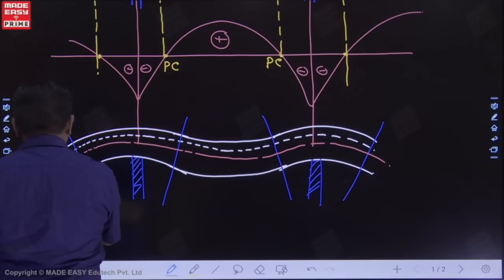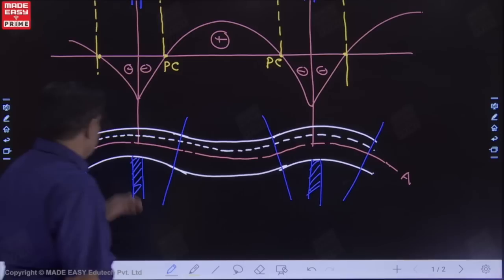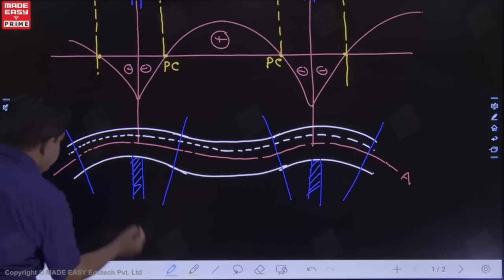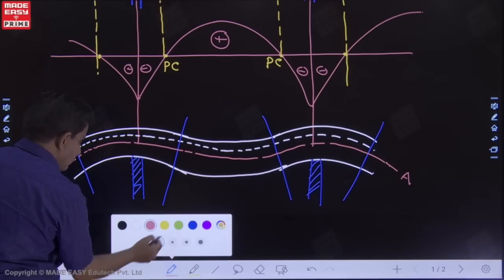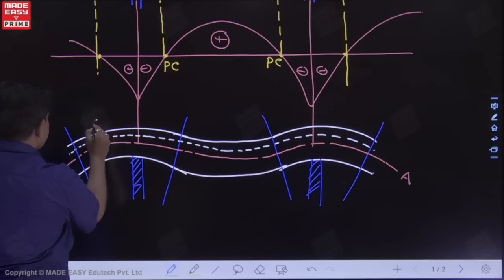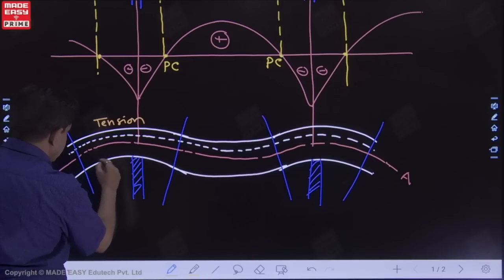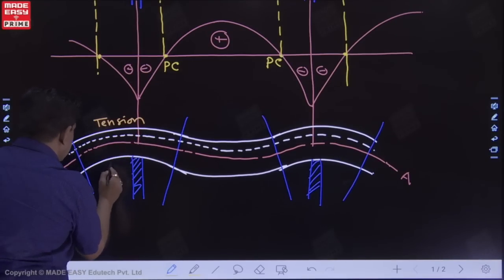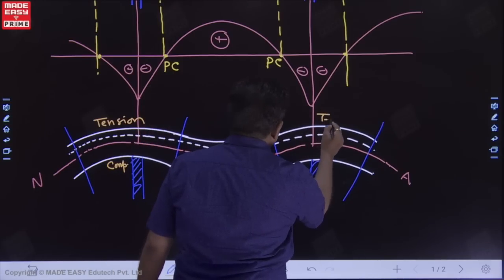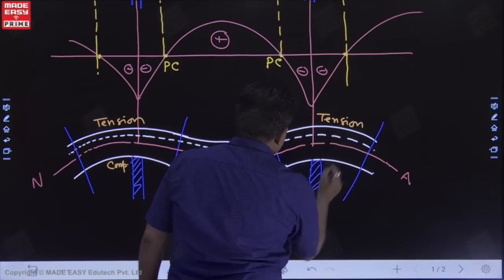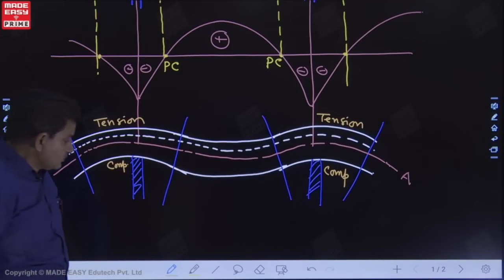like this. This is the neutral axis. So you can see in this area, this portion has become tensed. So you will get tension at top in this area, and in this portion these are compressed. So this is compression at bottom. Same behavior is here, tension at top, compression at bottom. What about in this portion?